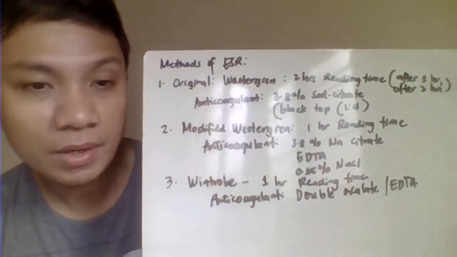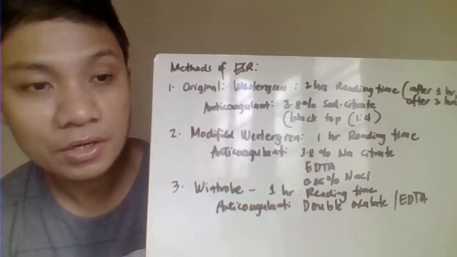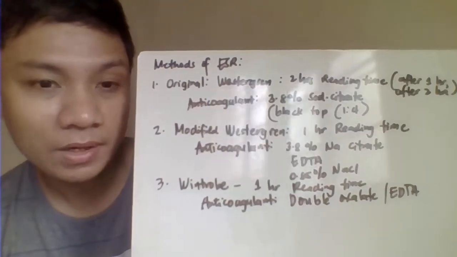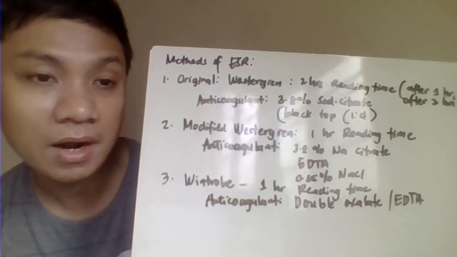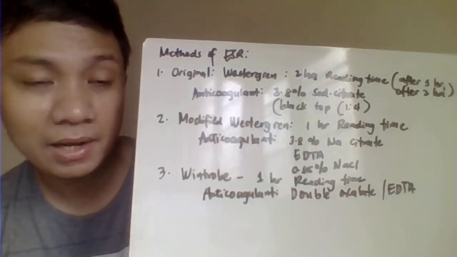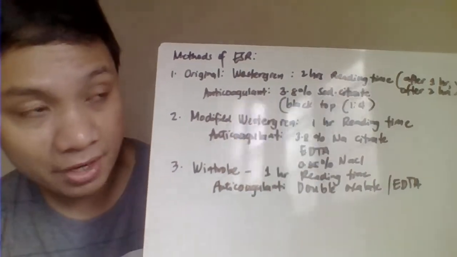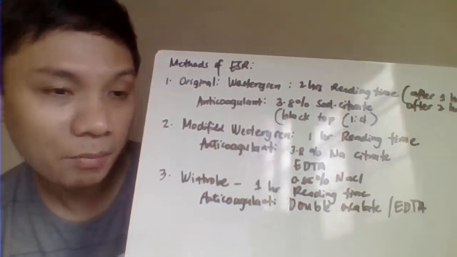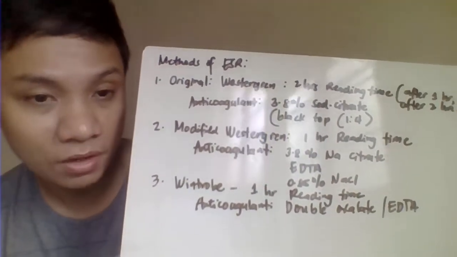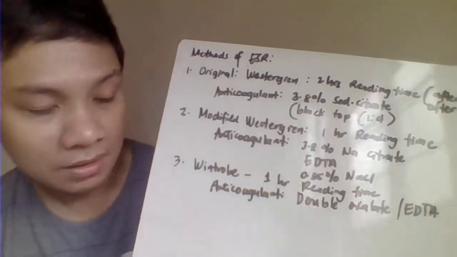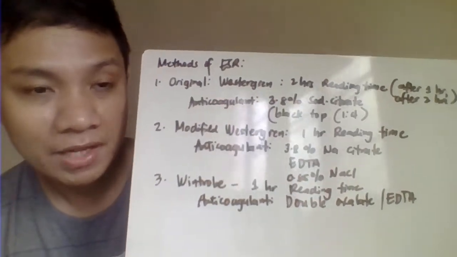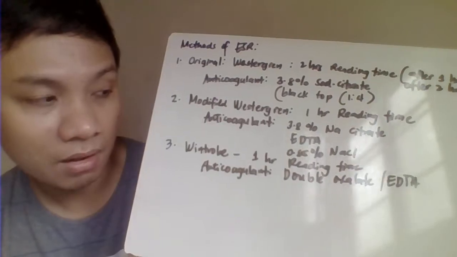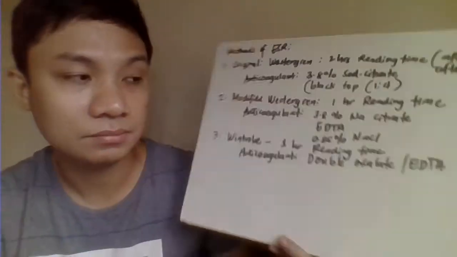Currently, we have here the modified Westergren, which is being recommended by the International Committee for Standardization in Hematology. So this one would have only 1 hour reading time. So after 1 hour, you read the result. Anticoagulant na pwede natin gamitin for that, we have still your 3.8% sodium citrate, we have also your EDTA or pwede na ating 0.85% na sodium chloride or simply your NSS. The Winthrop tube here would eventually use the anticoagulant na double oxalate and that is being read after 1 hour. Could also use EDTA for that.